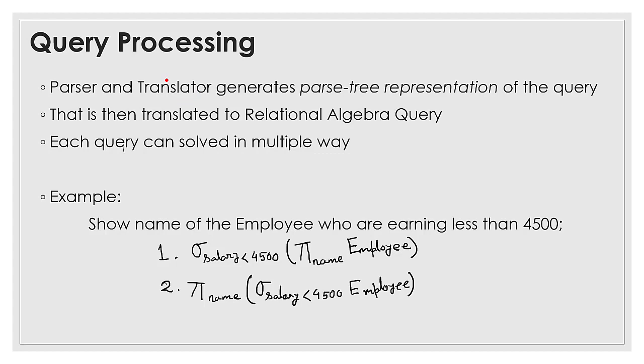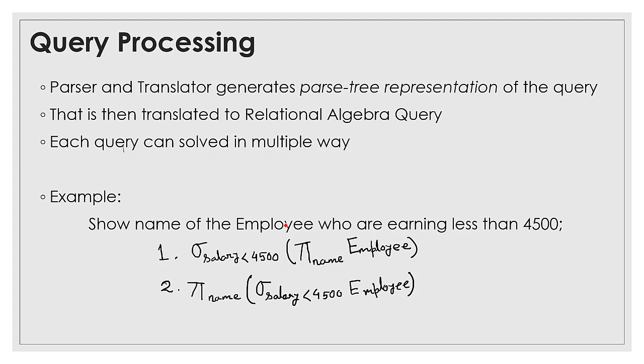In query processing, the parser and the translator generate a parse tree to represent the query. In the parser step, it will check for any syntactical error in the query. The translator will generate the equivalent relational algebra queries for the particular query. Each query can be solved in multiple ways. Why are we saying so? Let us take this example. Show the names of the employees who are earning less than 4,500.